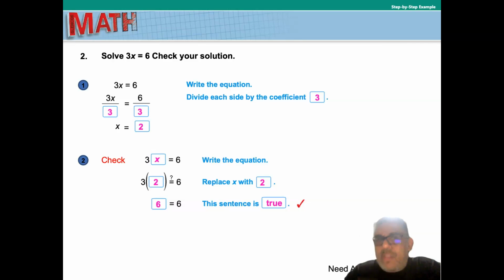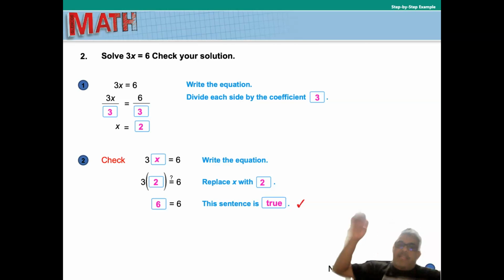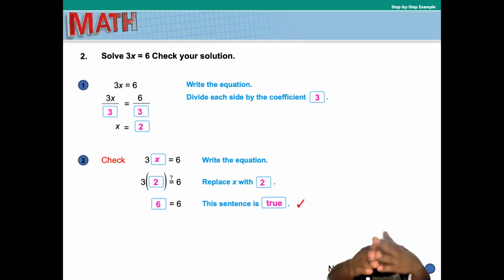Solve 3 times the quantity. It's going to equal 6. That quantity being what? X, the variable. Good job. So we're looking for 3 times something to give us 6. So we're going to write that equation. And remember that this could be written backwards. 6 first equals 3x.